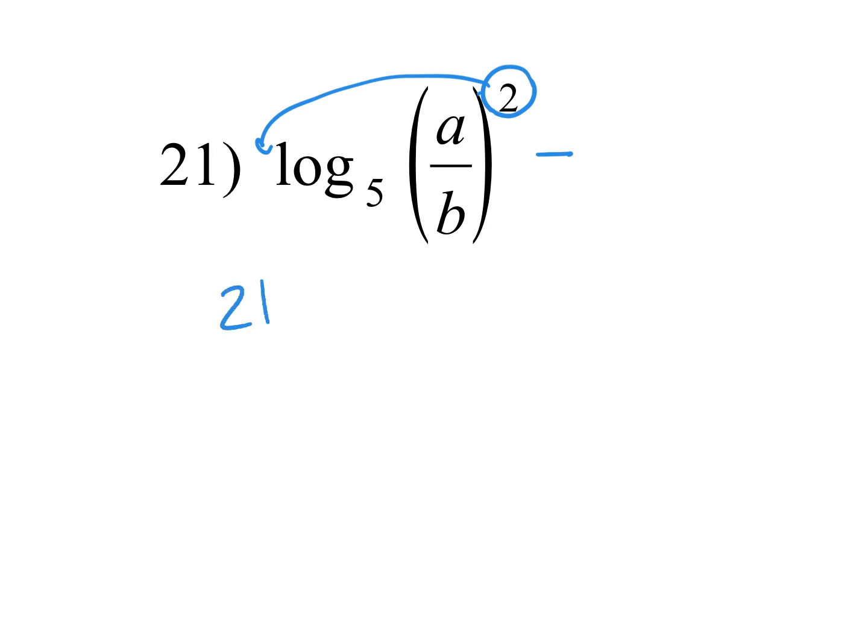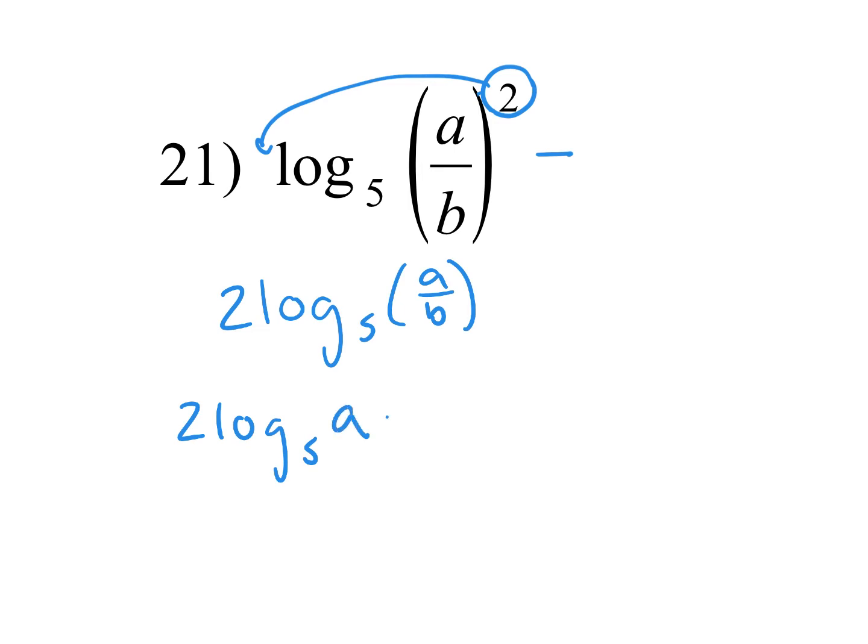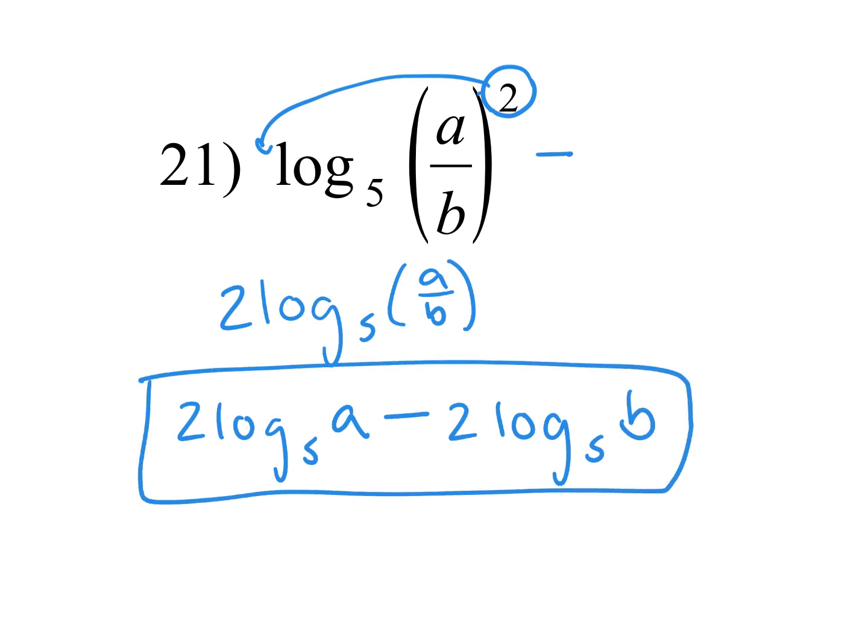So I have 2 log base 5 of a over b. Now we said we're dividing, so subtraction goes with division. So I start off with 2 log base 5. What would come first? A, the one on top comes first. And then minus what? 2 log 5b. Perfect. That's our answer.